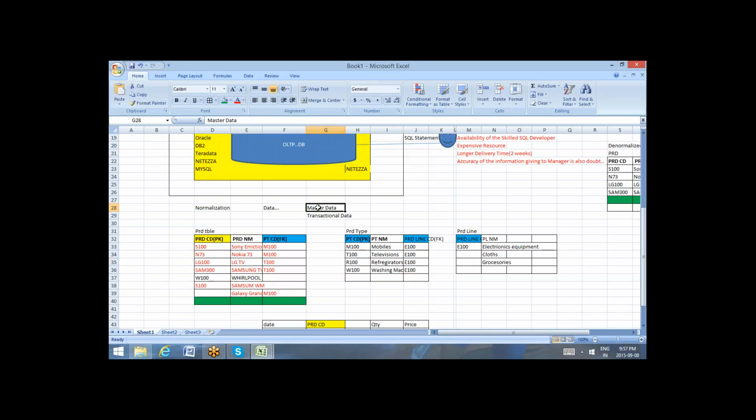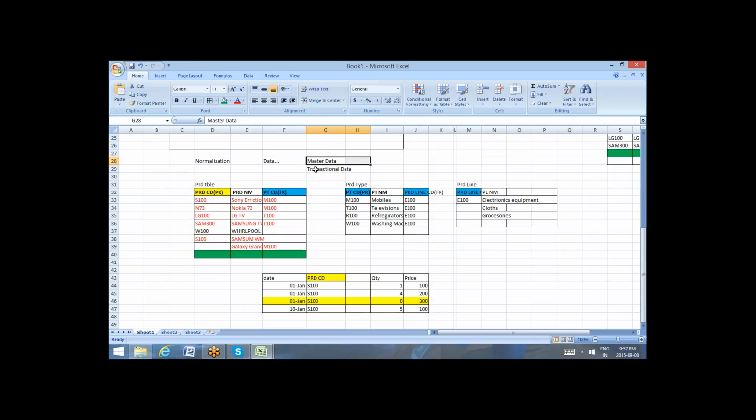Okay, so master data means the data which is not going to change day by day. Maybe the list of products we are selling in a supermarket, the product names, the product codes or product names, are not going to change day by day. That kind of data we generally call master data.